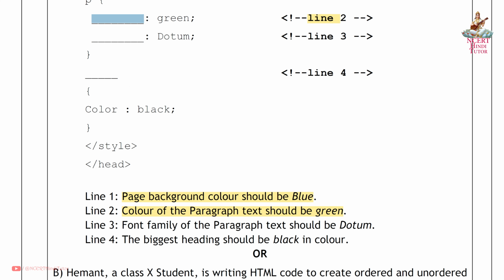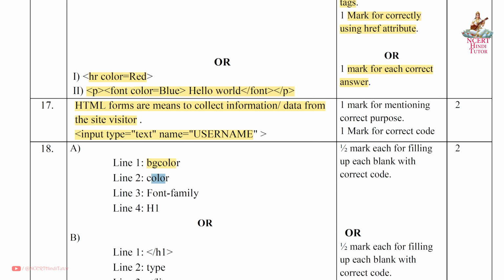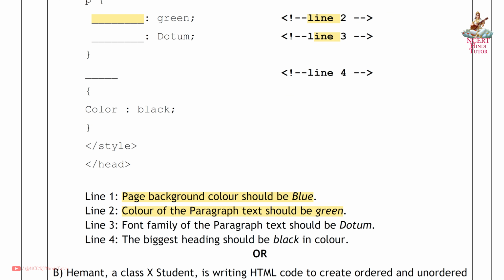So here should come color. Answer: color. Line 3, font family of the paragraph text should be Dotum. So here should come the answer, font family. Line 4, the biggest heading should be black in color. So here should come H1.